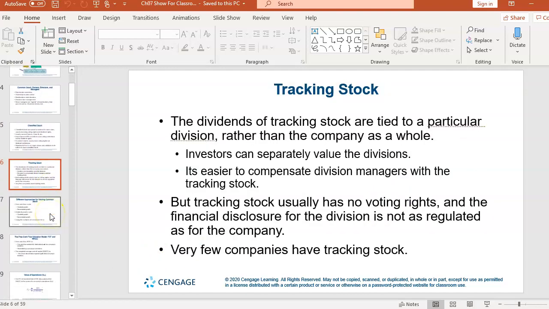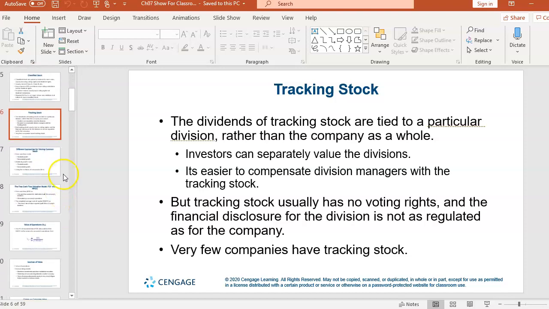A tracking stock works like a stock of a particular company, but instead of being tied to the results of the entire company, it is tied to the results of a particular division of the company. So basically this works when you can value a division and it can stand on its own. Typically the stocks have no voting rights. And really, it's just the division that you're focusing on, but not many companies do this.